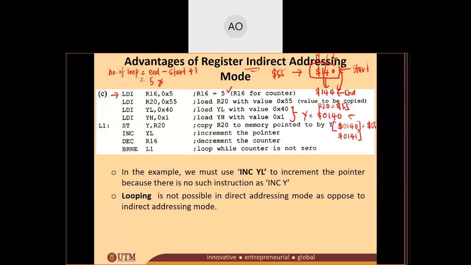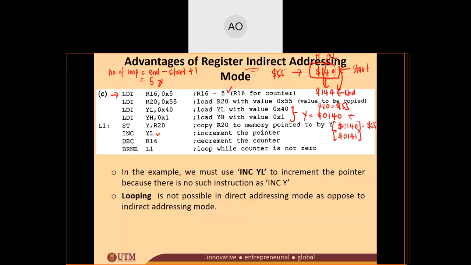So how to do that? We need to increment the YL. The current value of YL is 40, and you want to increment it to 41. By using INC YL, now your YL becomes 41. Once you increment the RAM address, next you need to decrement your counter. So decrement R16. The current value of R16 is 5, and when you decrement it, it becomes 4.